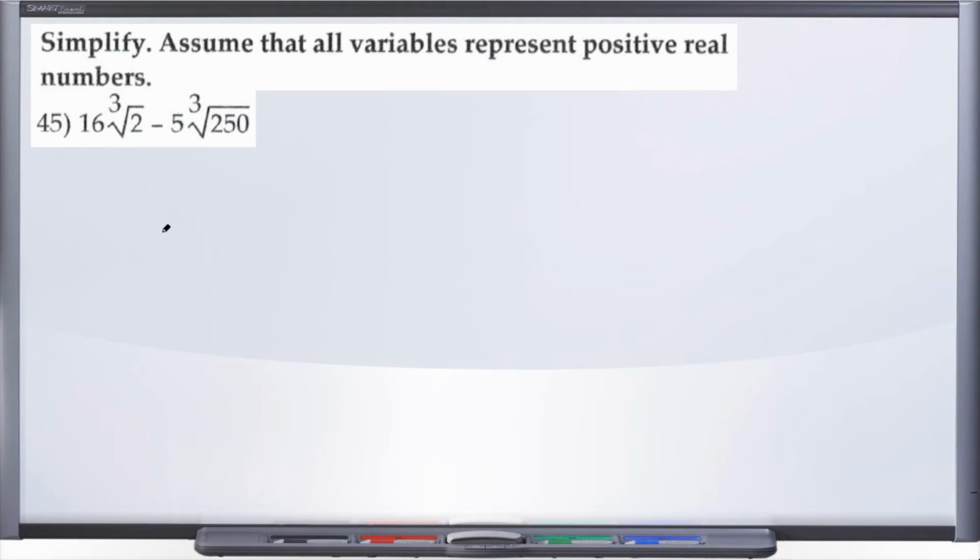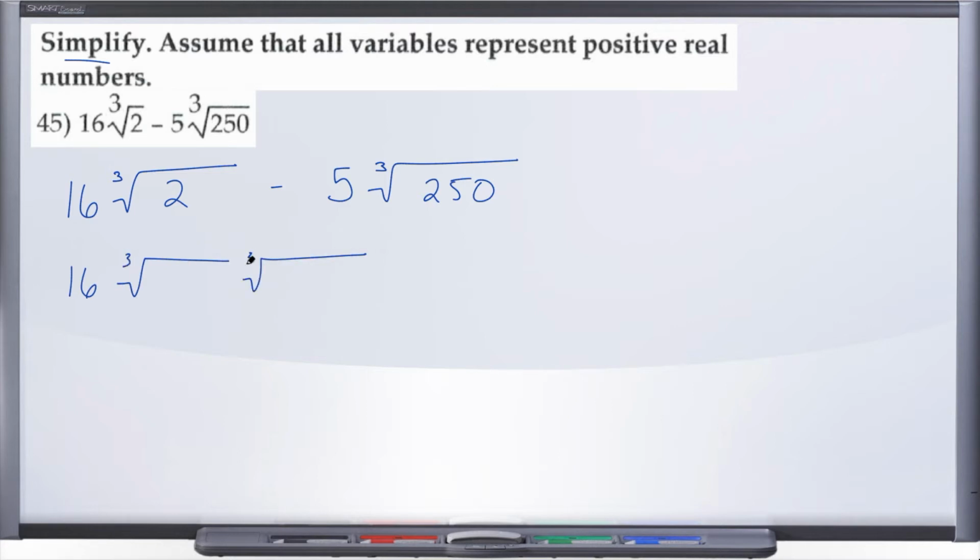All right, so number 45, the last in this little section here. Again, simplify, assume that all variables represent positive real numbers. So we've been given 16 times the cube root of 2 minus 5 times the cube root of 250. And again, as soon as I see that word simplify, I automatically assume that I'm going to be breaking down my radicals into good stuff, bad stuff. So let's go ahead and do that.